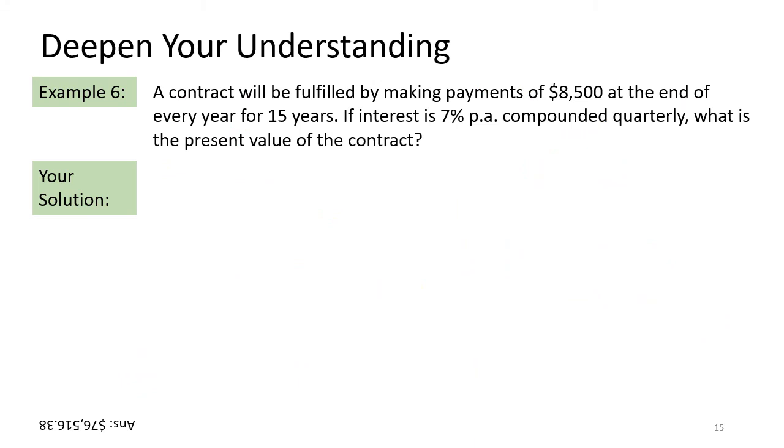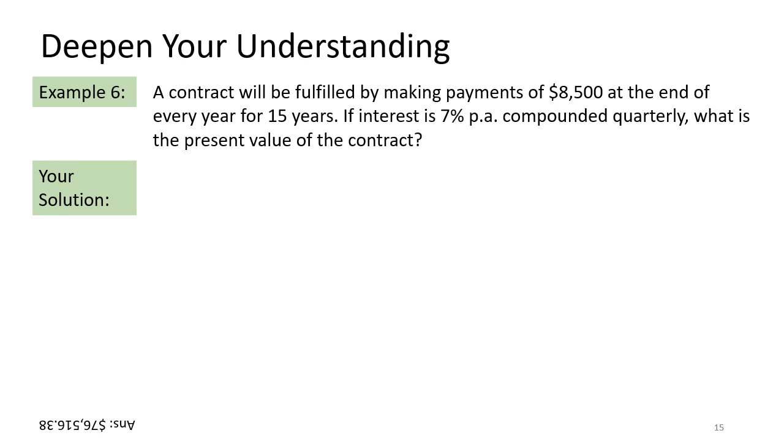So let's look at one more example of present value, to be the last example of this lesson. A contract will be fulfilled by making payments of $8,500 at the end of every year for 15 years. If interest is 7% per annum compounded quarterly, what is the present value of the contract?